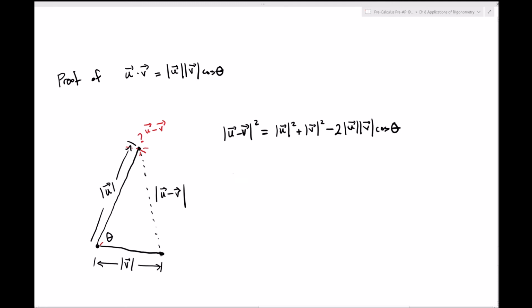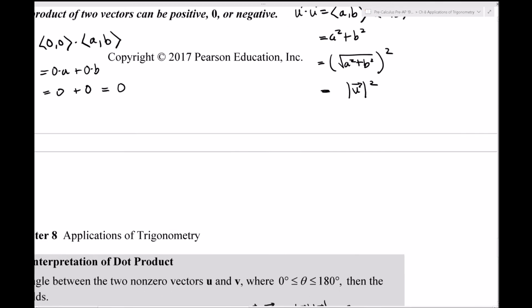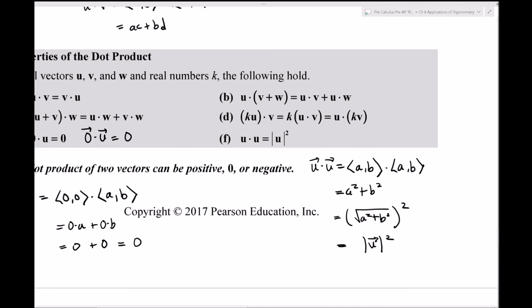How do I take the square of the magnitude of u minus v? The way that I'm going to think of it, the square of the magnitude of any vector is equal to the dot product of that vector with itself. So this is equal to u minus v dot u minus v. Where am I getting that from? I'm getting that from over here, the very last one, letter F. If I have a magnitude of a vector squared, it's the same as if I had just taken the vector inside of the magnitude and dotted it with itself.